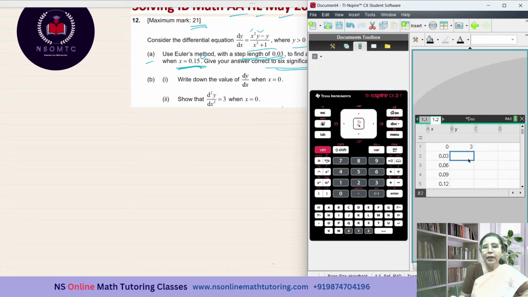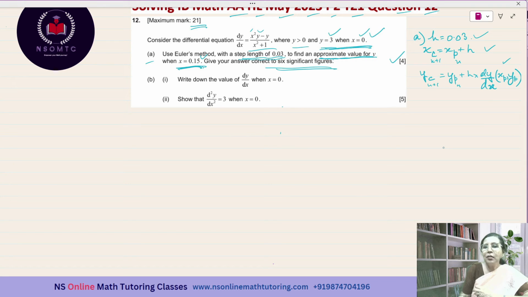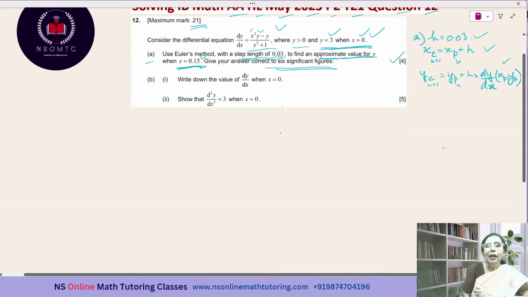We will be calculating the present value of, or the current value of y based on the previous value of y. What is the previous value of y? It is 3. And of course, we will be needing the previous value of x as well. What is the equation or the expression? yc equal to yp plus h times dy by dx, this expression, and it will be having the xp in place of x. We will be taking the previous value of x, and in place of y, we will be taking the previous value of y. Okay.